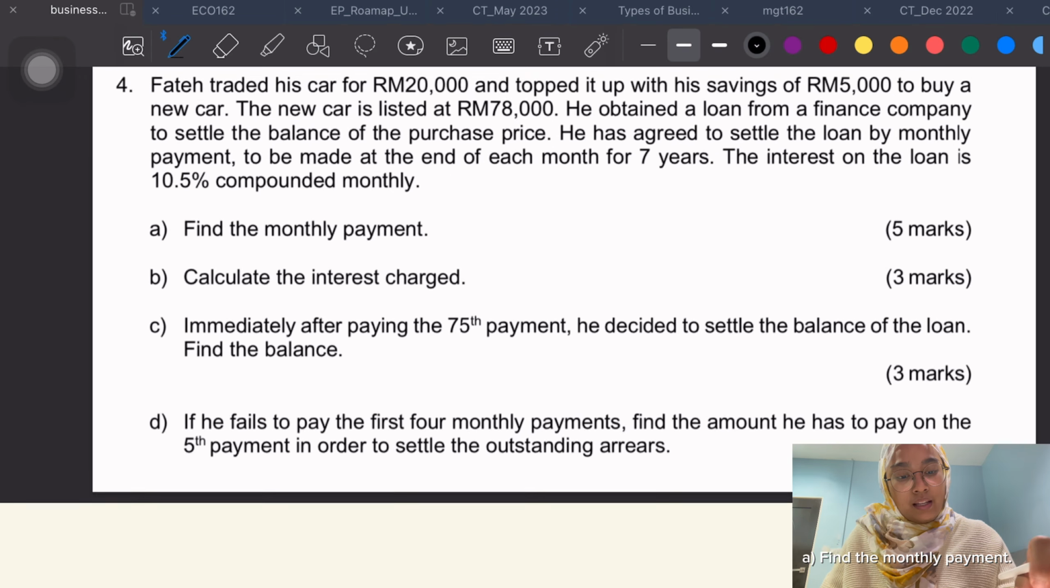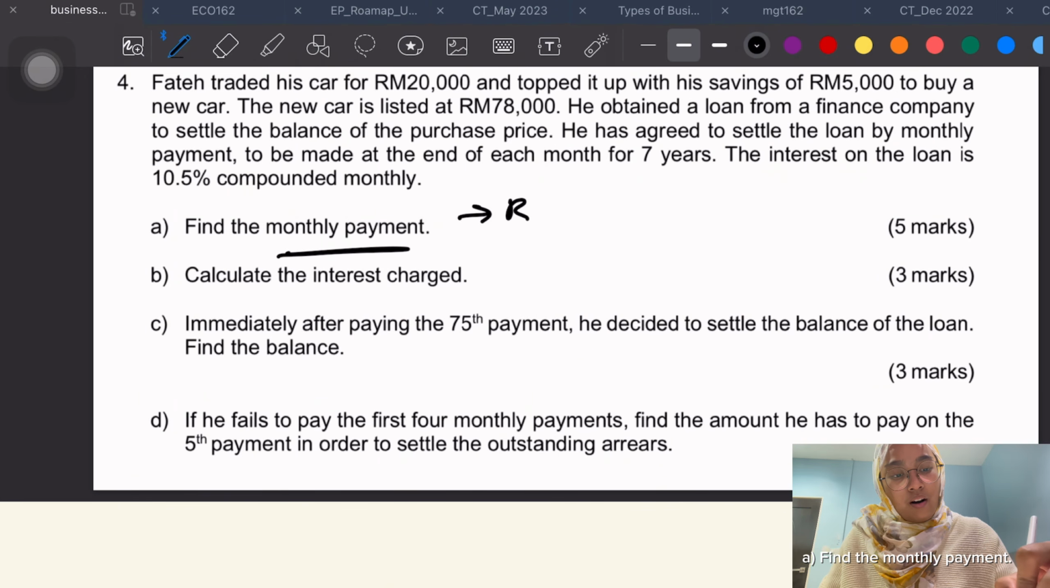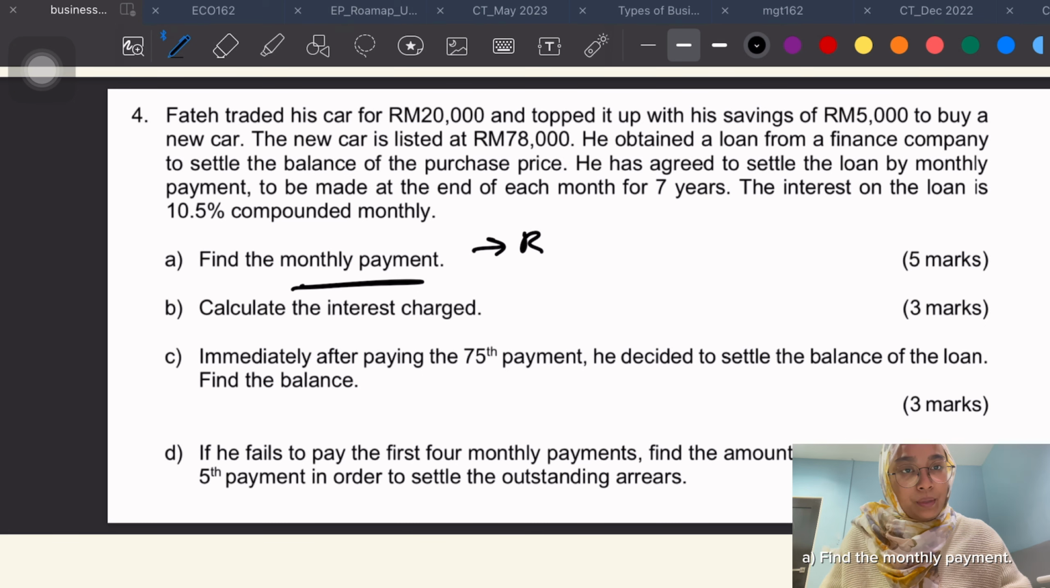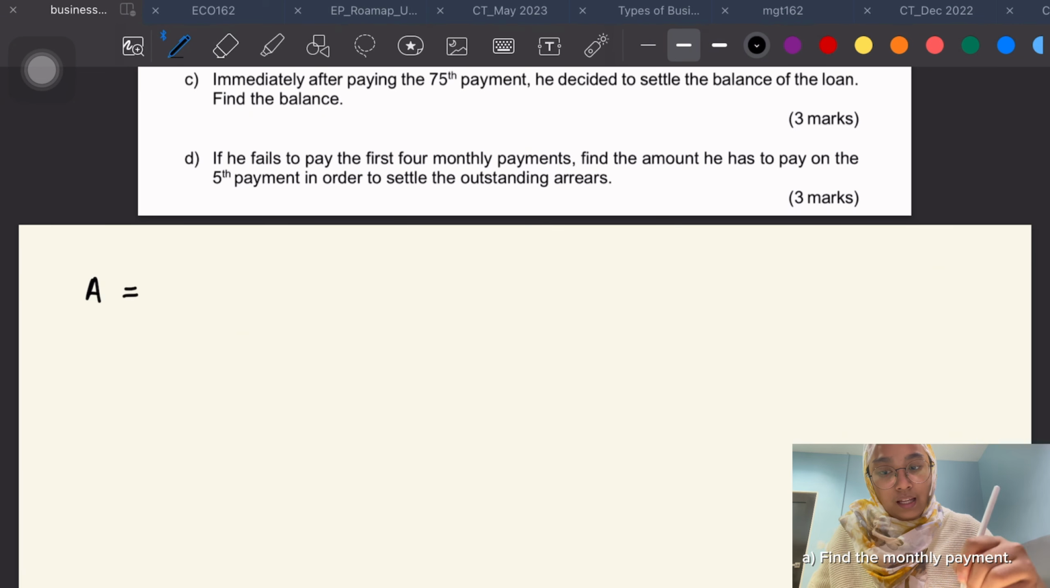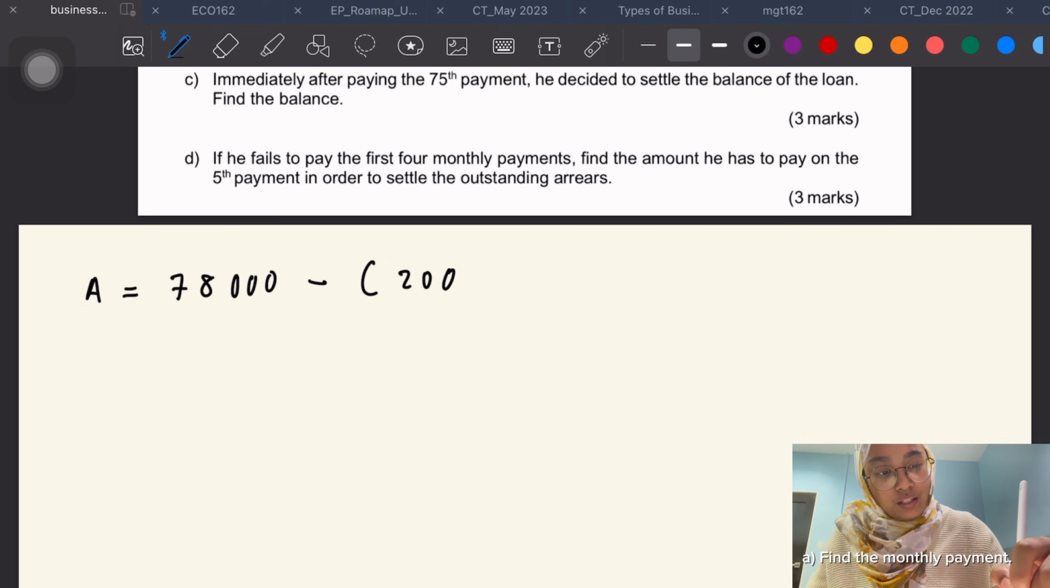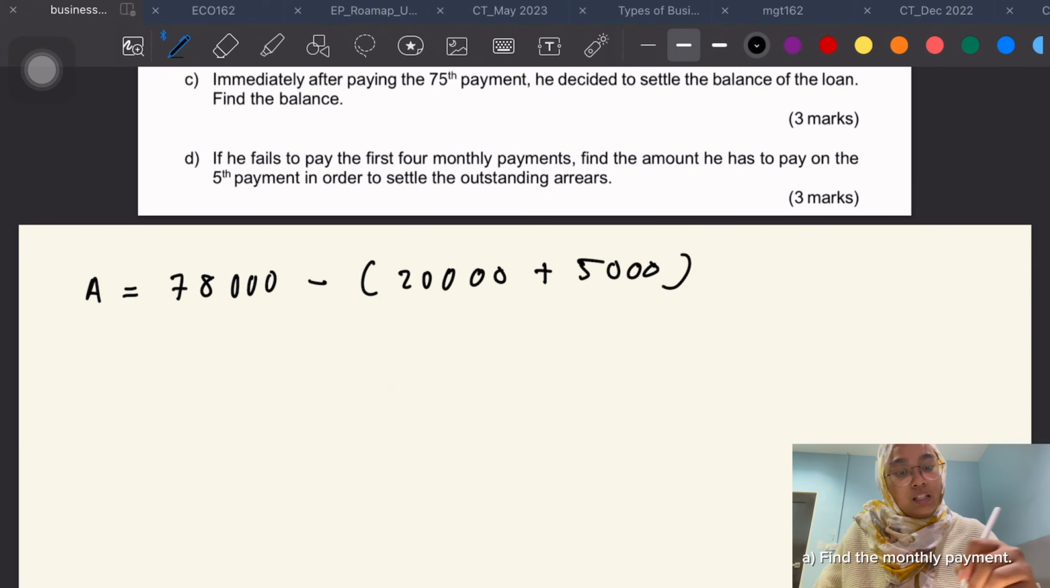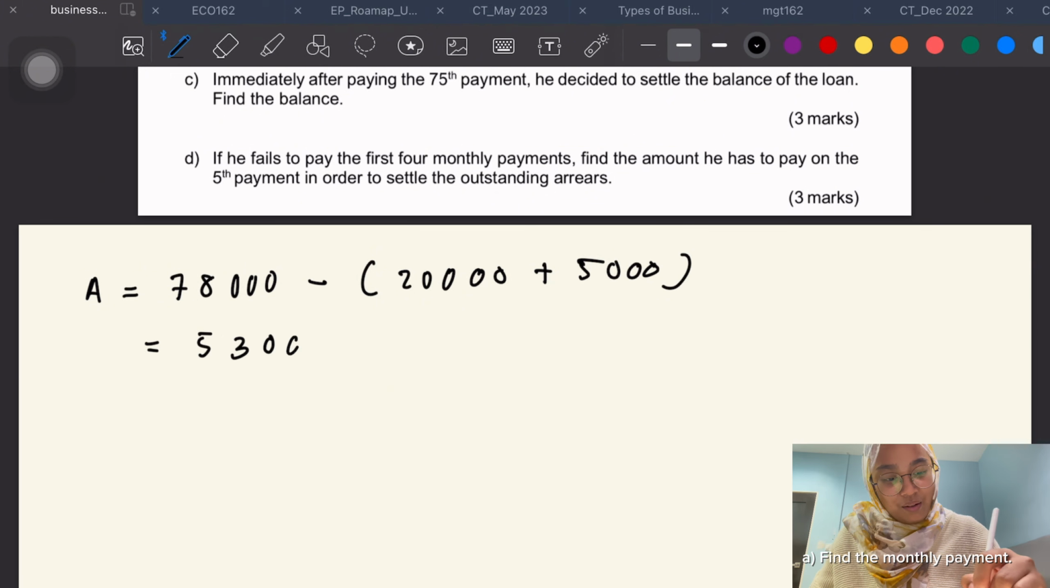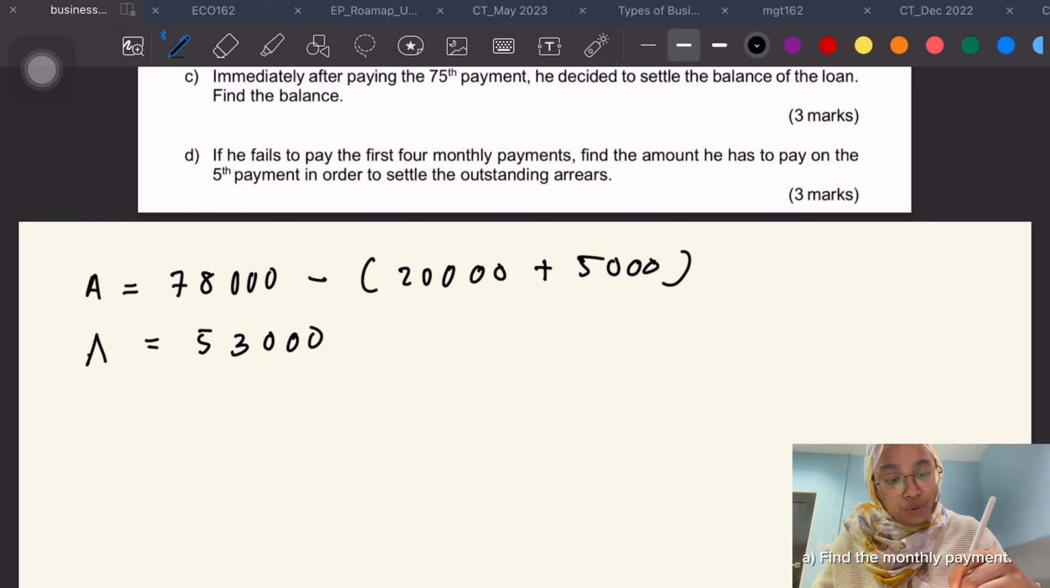Okay, you see they asked for the monthly payment, which is R. We're going to look at it one by one. A equals 78,000 minus 20,000 plus 5,000. Then you will get 53,000. So this is your new A.